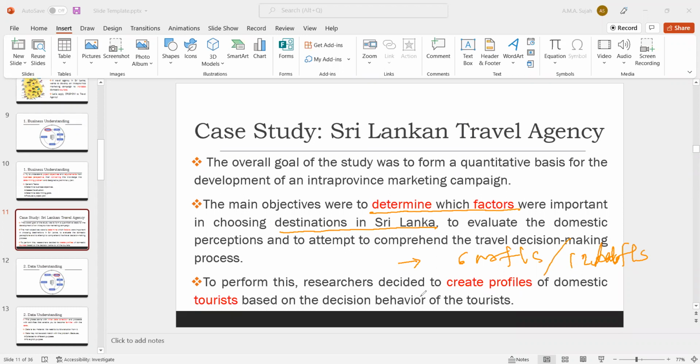Whenever tourists visit Sri Lanka, they check different factors when trying to visit a place. So we need to collect data from the past 1 year from different tourists. Based on their different factors, we can easily find out some important factors to cluster the customers. That is the way we do the business understanding.